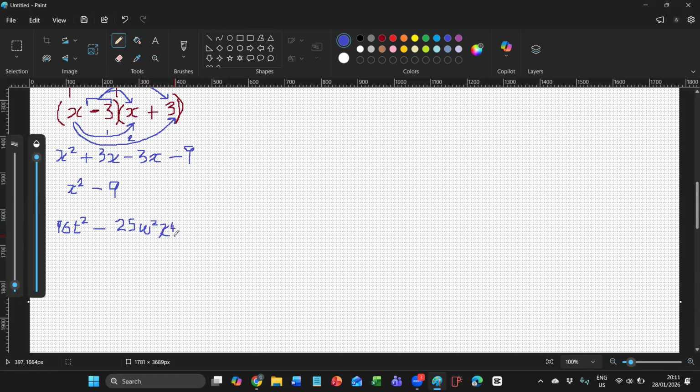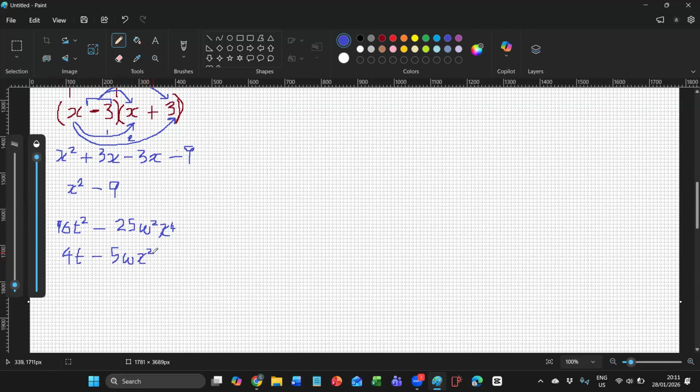Now, I know you might be wondering, can we have an expression like this? Yes, it's possible. But the only thing is just for you to apply the rules. Remember, find the square root of each of them and take one of each. The square root of 16t squared will be 4t. Do you agree with me? The square root of 25w squared x raised to the power of 4 is 5wx squared. Do you agree with that?